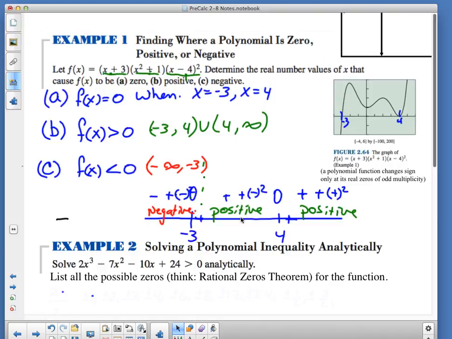So are there any questions about this? This being our second sign chart. It's all about us determining when the factors of a function are positive or negative in between critical values.